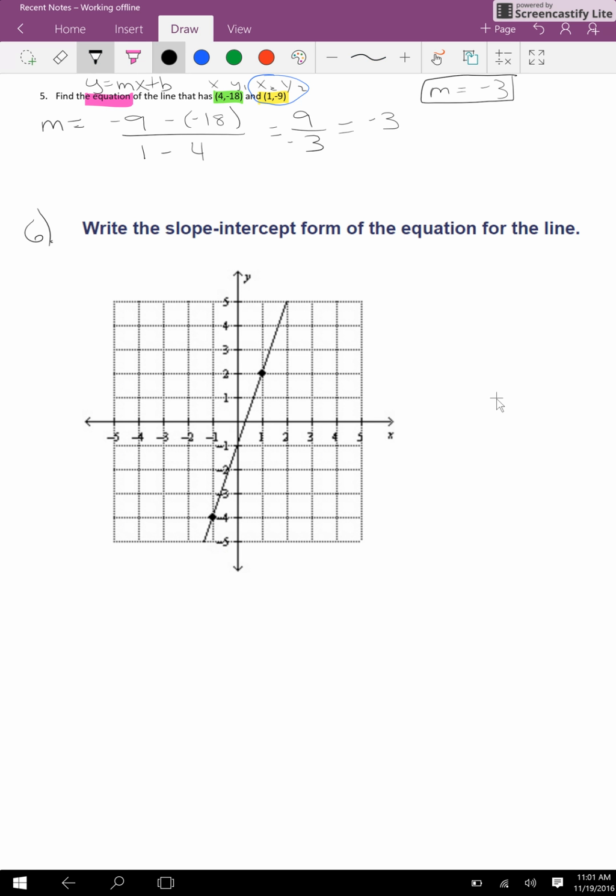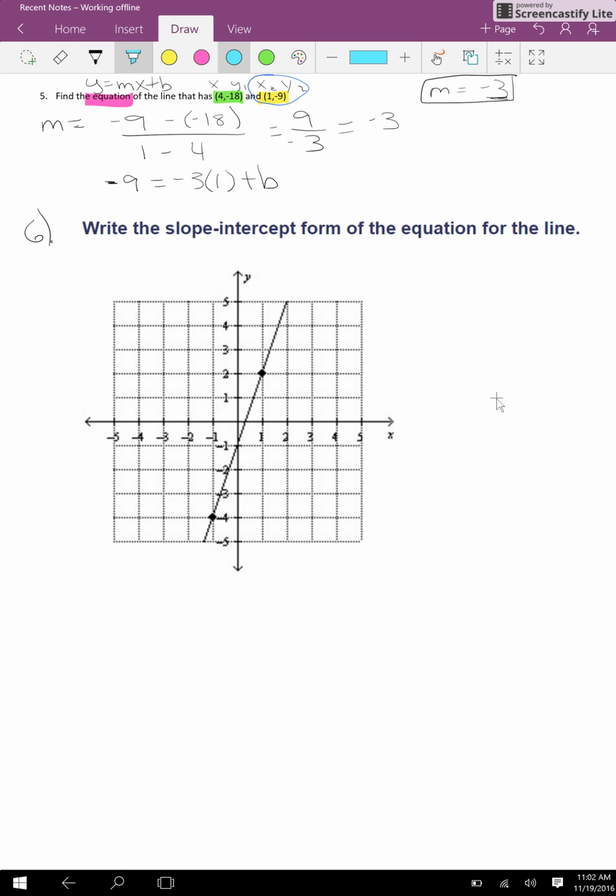I have a y, so I'm going to plug it into the equation. I have the m that we found. I'm going to plug it in. And I have the x. The only thing that we don't have is the b.